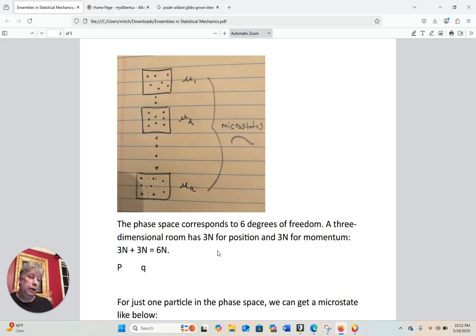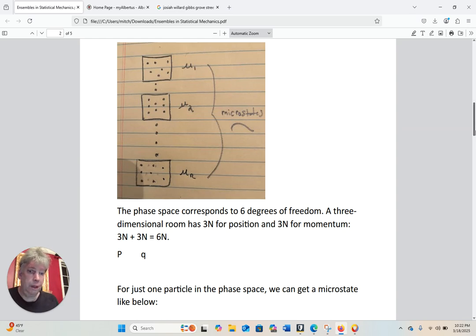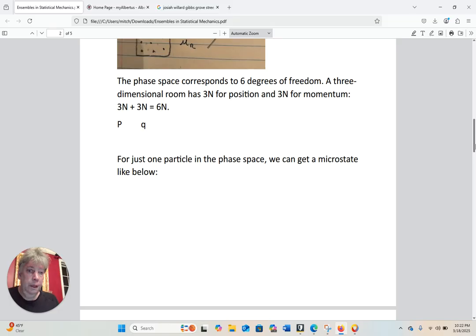But these particles are going to have mass and velocity. So being that they have mass and velocity, they have momentum. So there's going to be 3 dimensions for the momentum as well. So that's why we're getting the 6 degrees of freedom here, between the momentum and the position of the particles. So we can actually just consider a microstate of one particle, which is really pretty cool.